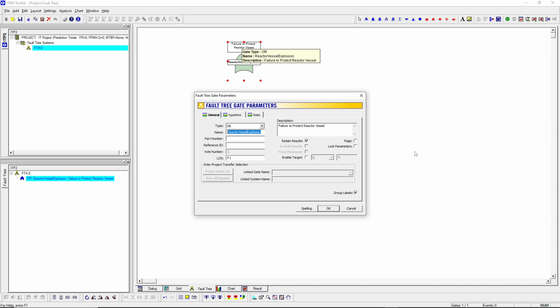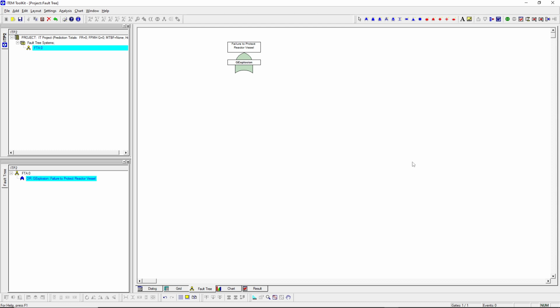Following this convention, let's open up our top gate parameters and switch the name to G explosion. We will leave the description as failure to protect reactor vessel to capture the full scope of the hazard. This clean distinction between a short logic label and a detailed description ensures that our entire engineering team can easily audit the model as it scales.